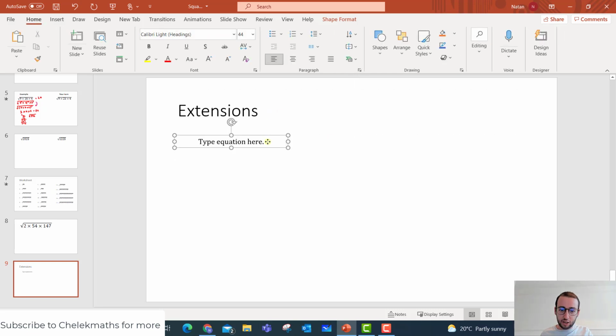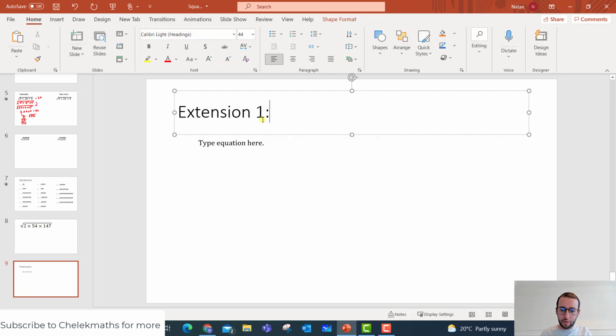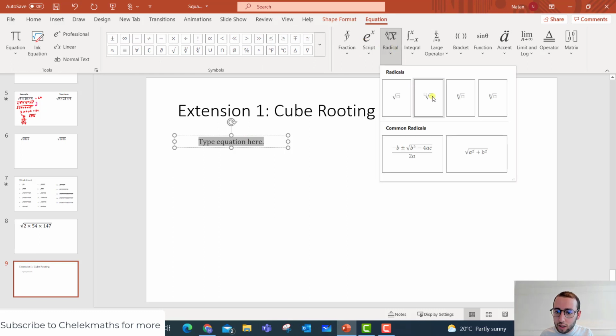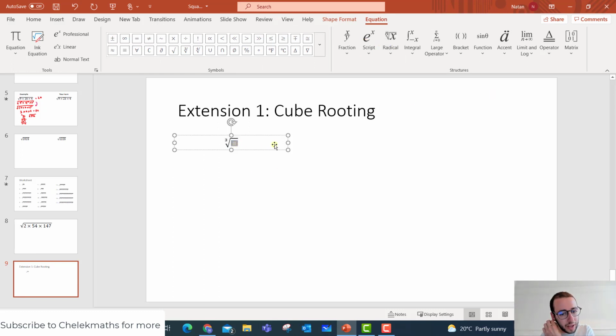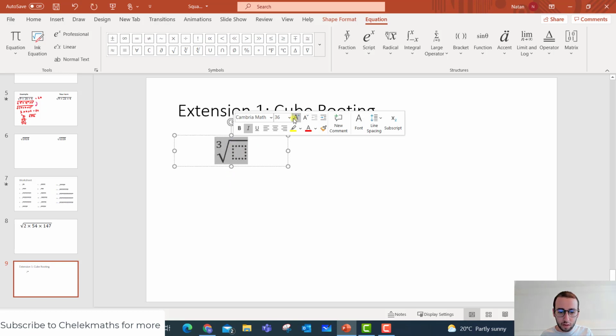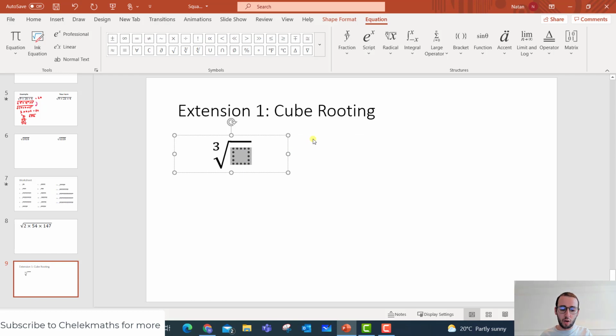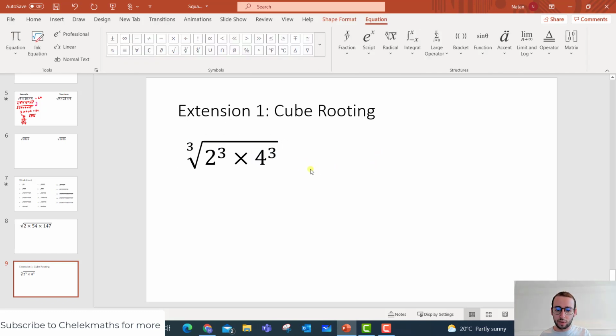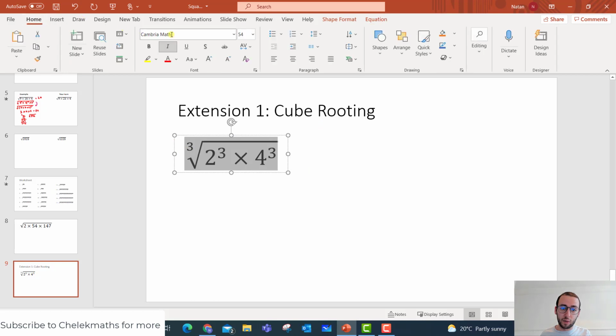So extension 1, cube rooting. And teachers can make their own here, but it's very, very similar. We want a cube root there. Let's make this a bit bigger. The cube root of 2 cubed times 3 cubed. And this obviously is exactly the same as what we've done. In fact, let's make this a 4 just so things are a bit different.